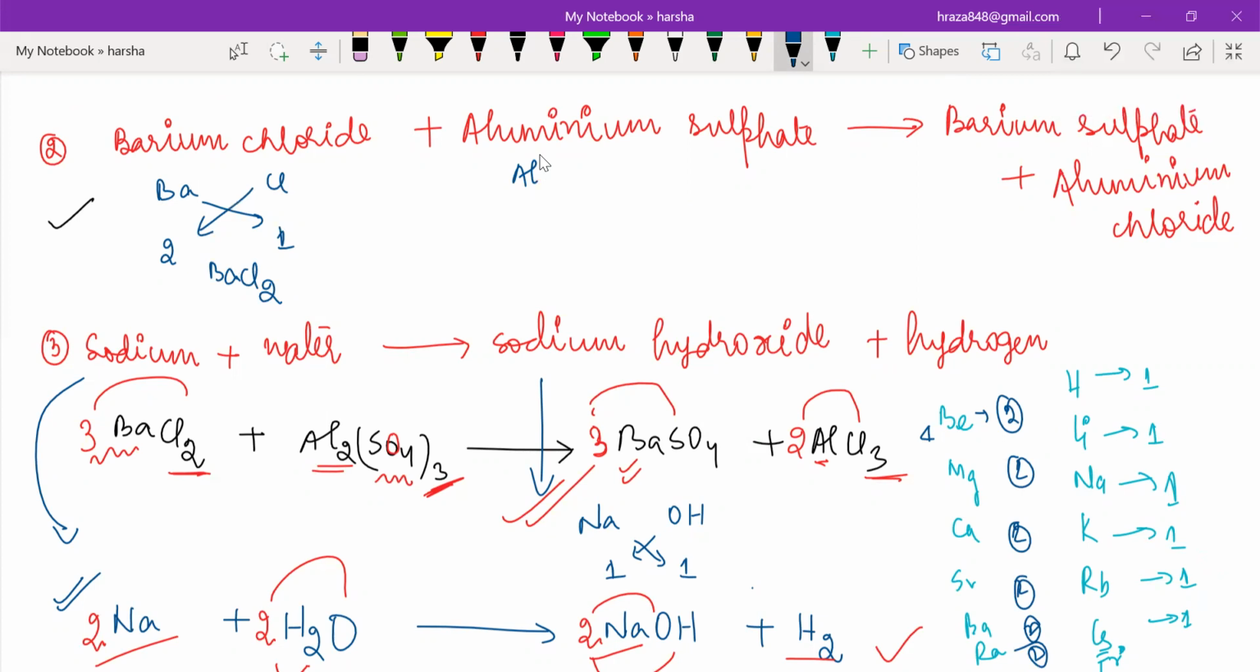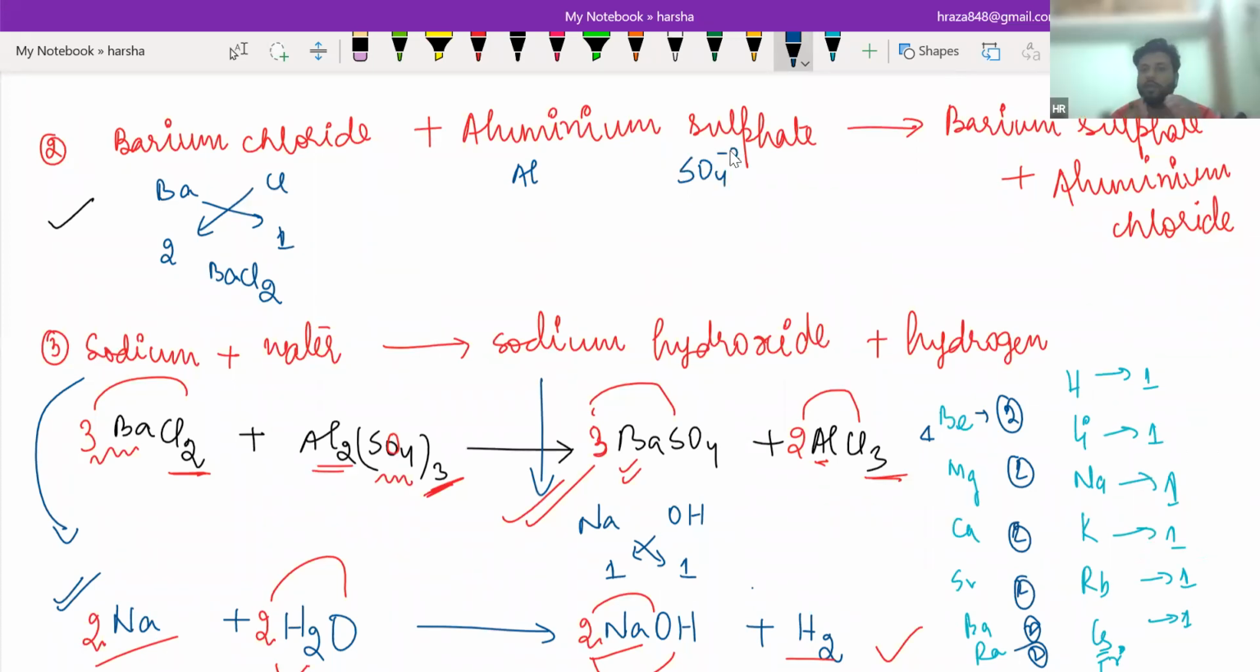SO4. Not only SO4, there is more than that. SO4 like in bracket. And then 2 minus. SO4 minus 2 it is. Sarah, are you getting it? This is sulfate.